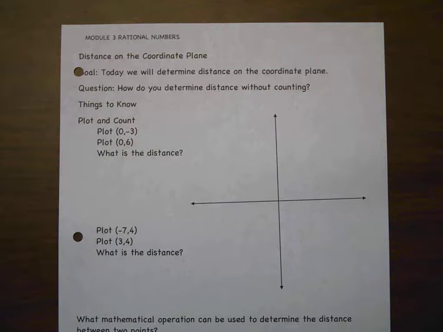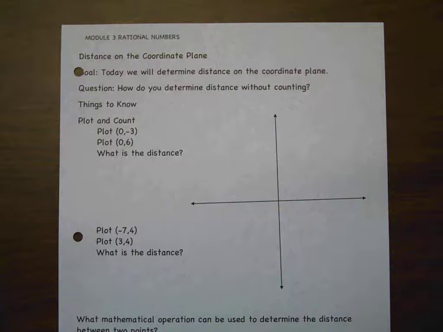Hello, math students. Welcome back to Module 3, called Rational Numbers, and the lesson is Lesson 11, called Distance on the Coordinate Plane. Our goal for today is we will determine the distance on the coordinate plane. The question that I want you to think about in this lesson is, how do you determine distance without counting? So that's something interesting to try to figure out.